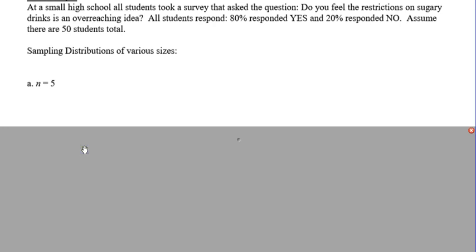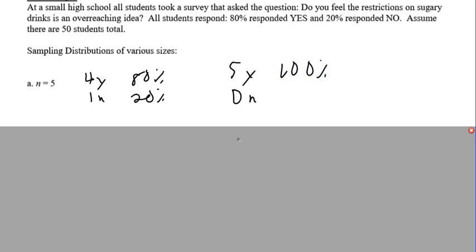Well, if we only asked 5 students, so if you think about it, if we got 4 yeses and 1 no, well, that's 80% and 20%. But there's a good chance with only asking 5 kids and there's 40 yeses, we might get 5 yes and 0 no, which is 100% and 0%. So just being different by 1 person in such a small sample changes 80%. It's kind of like a quiz. If you had a 5-point quiz and you got a 4 out of 5, you're already down to an 80.